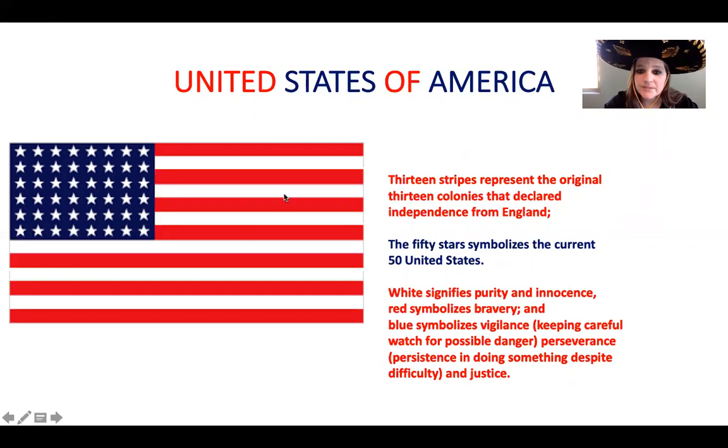The white symbolizes purity and innocence. The red symbolizes bravery. And the blue symbolizes vigilance. And that's a big word for you. Vigilance just means that we're keeping watch for possible danger. We're protecting our country. We're watching to make sure that our country is safe, right?